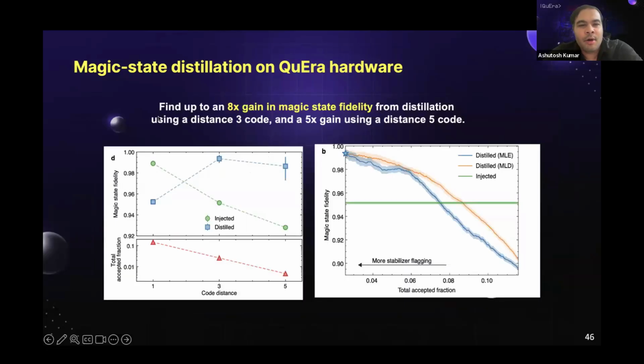Next slide. So we found up to an 8 times gain in the magic state fidelity from the distillation using the distance 3 code, and we got about a 5 times gain using the distance 5 code. Here in this graph, you can see the input, the injected fidelity of the magic state. If you go to the left of the graph, where you accept a smaller fraction of the measurements and discard most away, then you get a very high fidelity of the magic states. So there is a trade-off: if you accept more and more measurements, then the fidelity drops. But if you accept fewer and fewer, then your cost goes up, but your fidelity also increases. So you have to find that balance, I guess.